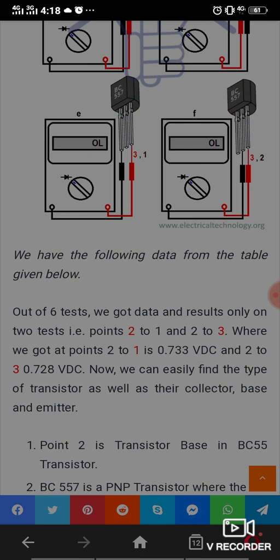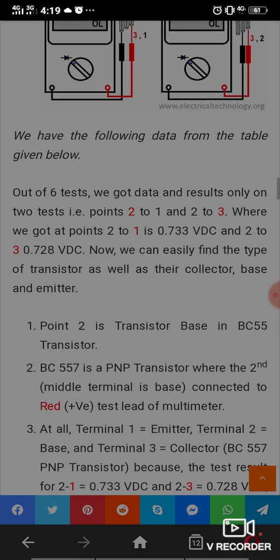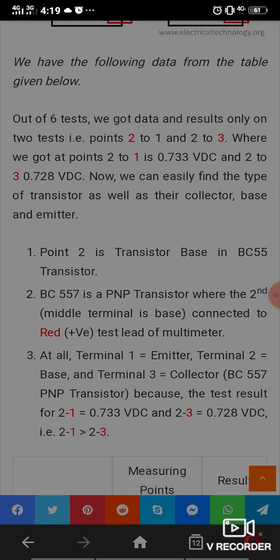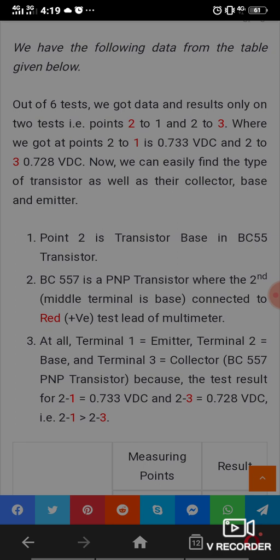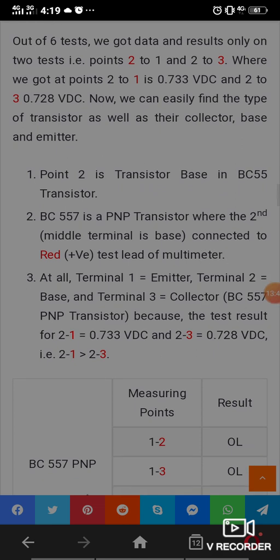Now we can easily find the type of transistor as well as its collector, base, emitter. Point 2 is the transistor base. Transistor BC 557 is a PNP transistor where the second middle terminal is the base, connected to the red test lead of the multimeter. That's a very great testing. At all terminals, base is the collector, PNP.